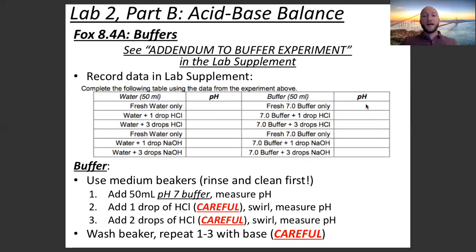Well, the data-wise, this is usually around 7 to begin with. You have 1 drop, and we're at 7 still, or 6.9. Then we add 3 drops, and we're at, usually in lab, like 6.7, still pretty close to 7. With the NaOH, we pretty much see the same thing, just in the opposite direction, in the basic direction. Why is that?